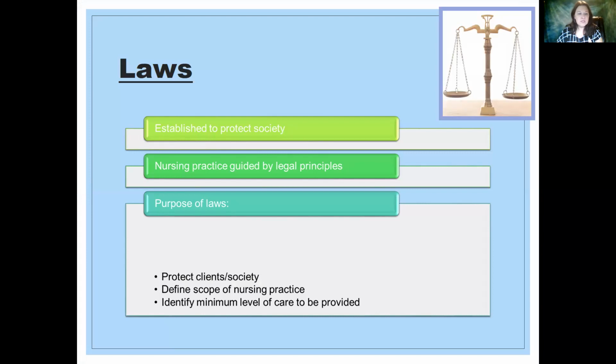You may have laws such as the Nurse Practice Act that defines the scope of practice for nurses, as well as the minimum level of care that should be provided. A law enforces a minimum level of conduct, and it's enforced by imposing penalties for not complying with that law.